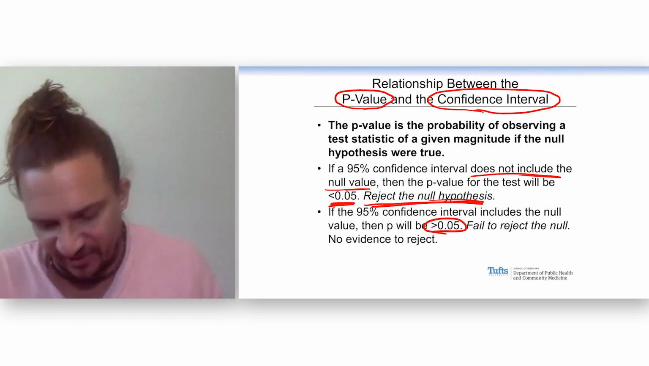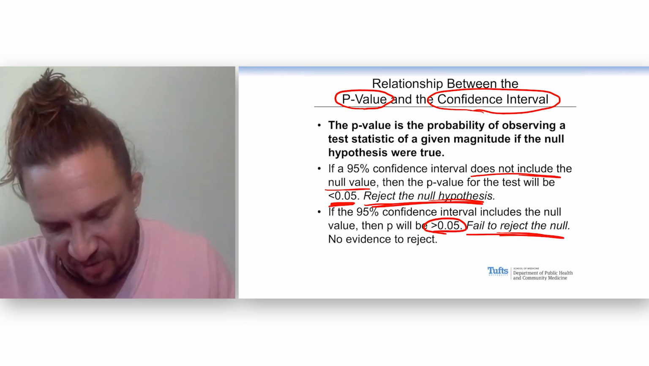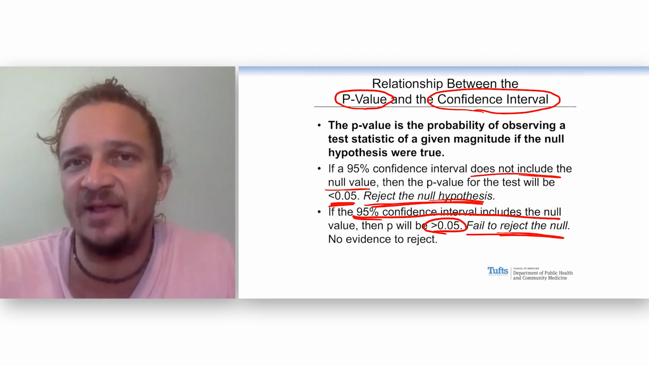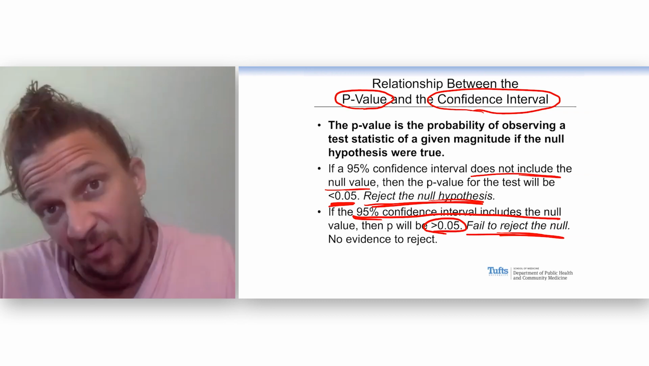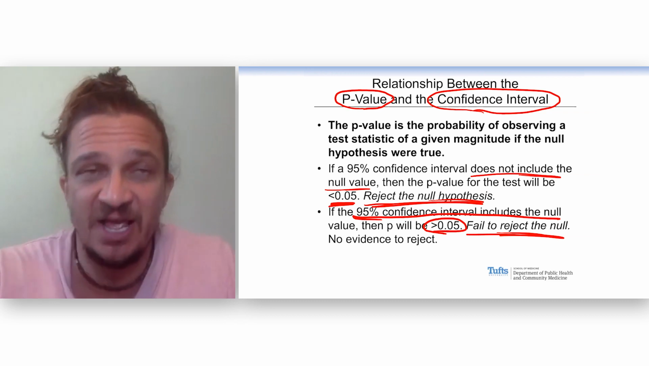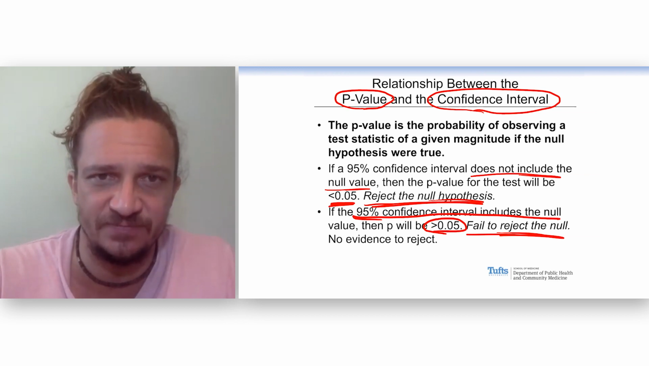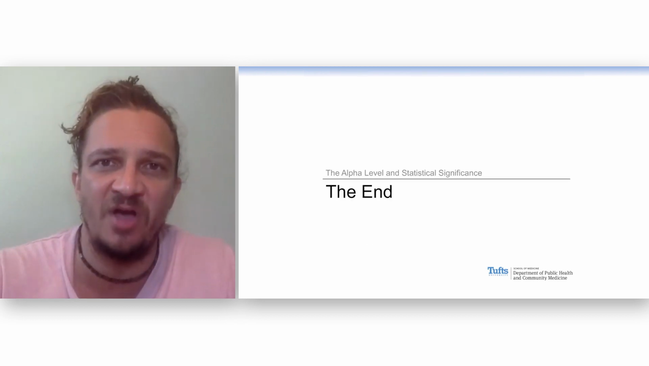If the p-value is greater than 0.05, there's no evidence that anything's going on. We fail to reject the null. And that confidence interval will then include the null value. So you can go back and look at some of the confidence intervals we did, either for means, proportions, differences in means, and you can use those CIs to assess statistical significance. So it's really important to understand the relationship between the p-value and the confidence interval.